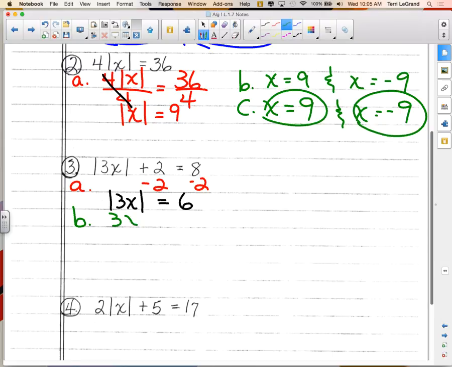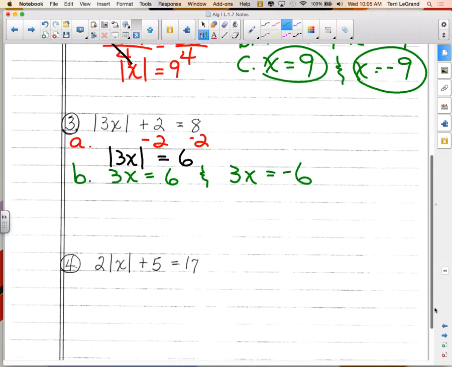3x equals 6 and 3x equals negative 6. It's what it's equal to that we're changing to its opposite. Remember, it turns out opposites are really the same distance from 0. And now go ahead and do step C, because you have to do it this time. You can't just circle those answers and say we're done. We actually have to get x alone yet.